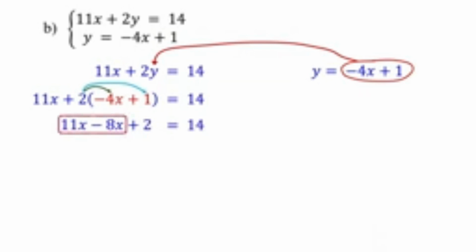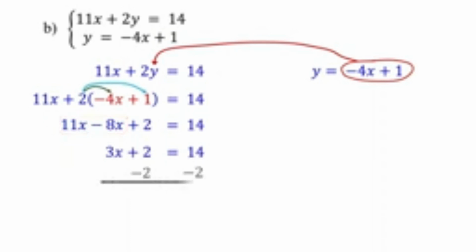Then, combine like terms. 11x minus 8x equals 3x. Now subtract 2 from each side of the equation. Cancel these out. 14 minus 2 is 12. Now, divide both sides by 3 to isolate x. And you get x equals 4.